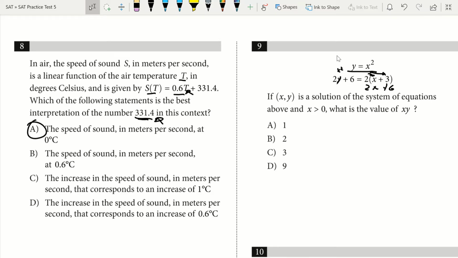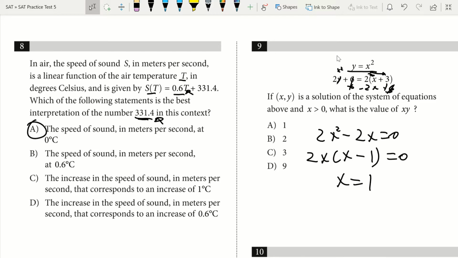So now what I'm going to do is set this all equal to 0, factor, and find my answer. So I have 2x squared plus 6. I'm going to subtract 6 from this side and this side. That's going to get rid of my 6. I'm going to subtract 2x from each side. So now I have 2x squared minus 2x equals 0. I factor out that 2x, and then I have 2x times x minus 1 equals 0, which means my x has to equal 1. When I have x equals 1, 1 squared is equal to 1, which means that 1 squared equals y. Y must also equal 1. 1 times 1, because I'm asked for xy, is 1, so my answer is A.